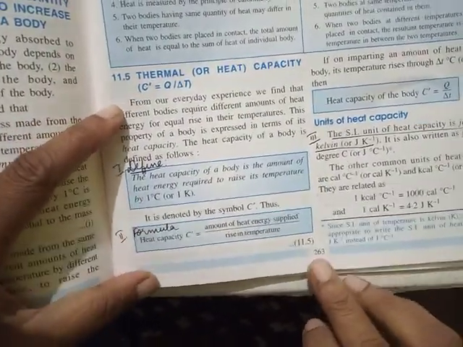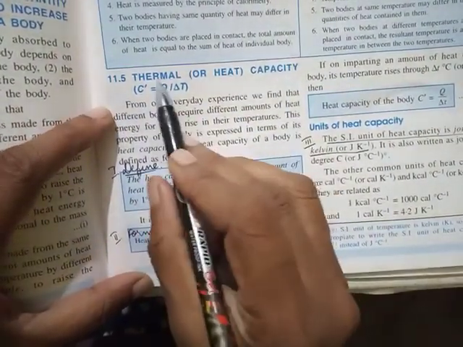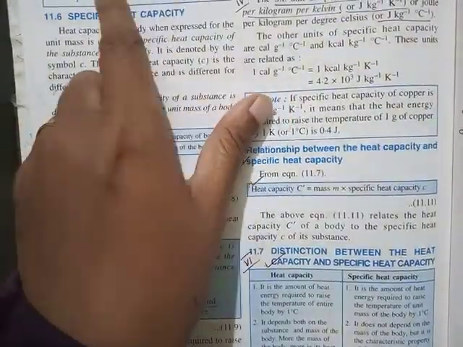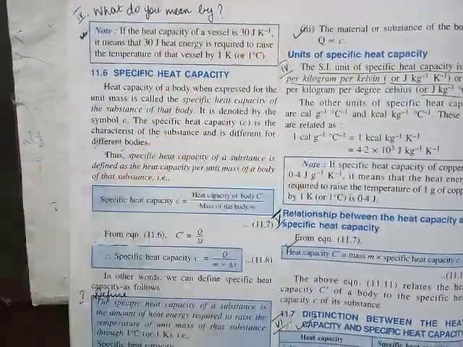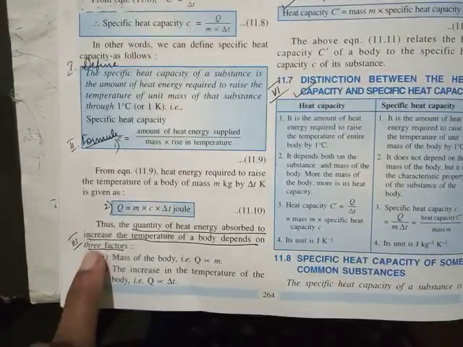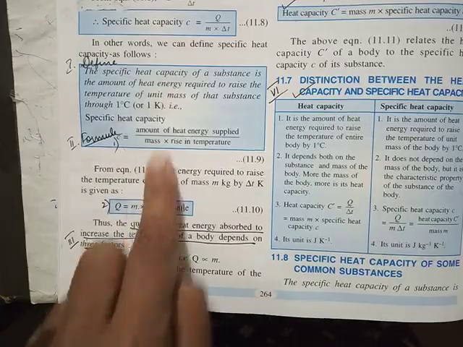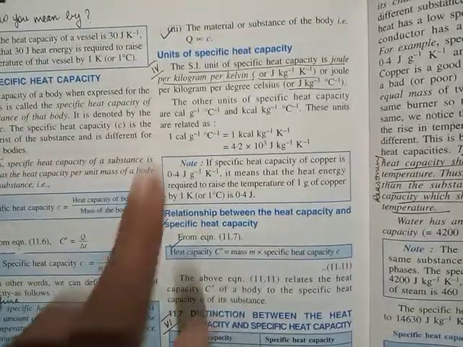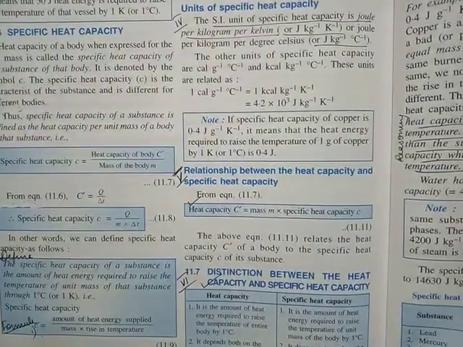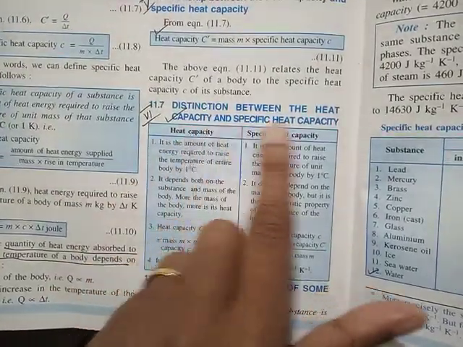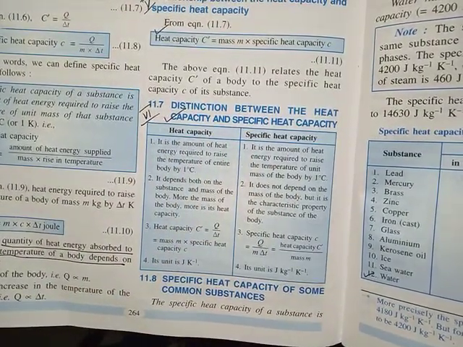Start actual study from this page only. First is heat capacity: definition, formula, unit. Then what do you mean by the heat capacity of a vessel is this much. Then in specific heat capacity, again definition, formula, factors affecting. The formula you can write in this way or this way. Then factors affecting, SI unit of specific heat capacity, relationship between heat capacity and specific heat capacity, then the difference between heat capacity and specific heat capacity.